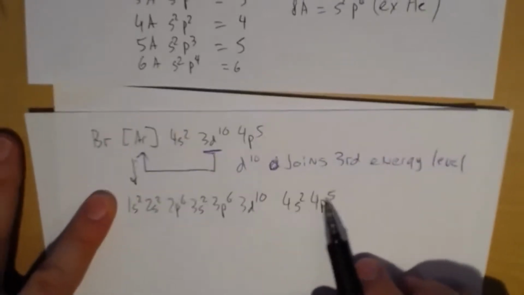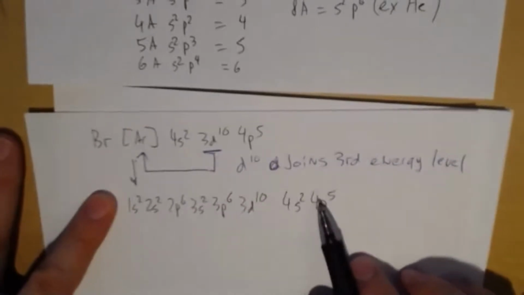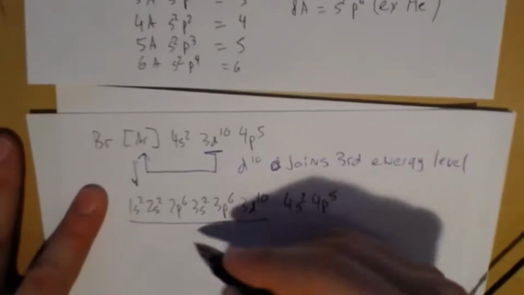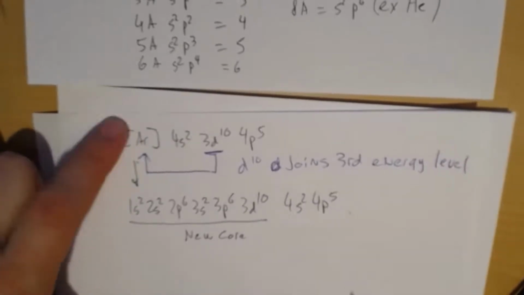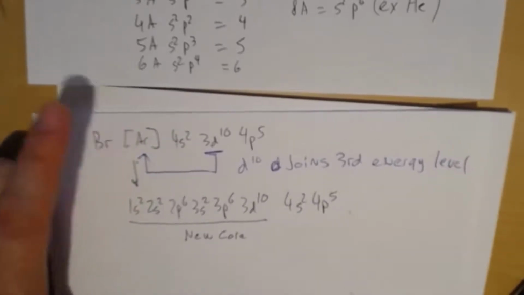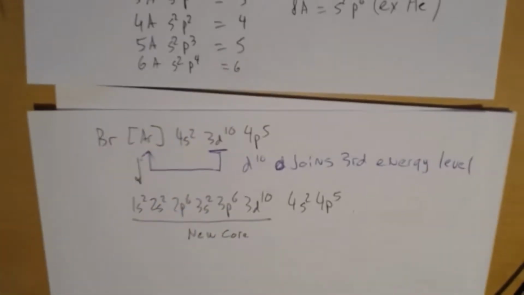These electrons are reactive. This is now the new core, right? The core electrons were argon. Actually, we should define that too.